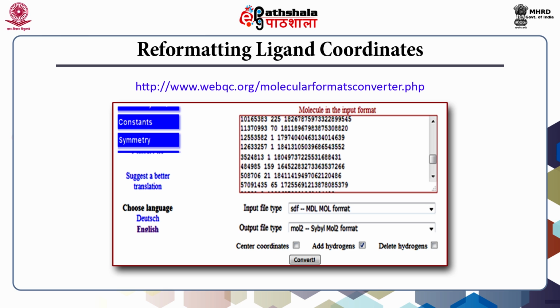Open the atp.sdf file with Notepad, an accessory with Microsoft Windows operating system, and copy all the contents onto clipboard and then paste in the text box at the WebQC molecular formats converter page. Select input type format as SDF, MDL mol format, and output file type as mol2, Sybil mol2 format. Check add hydrogens checkbox and click convert button.